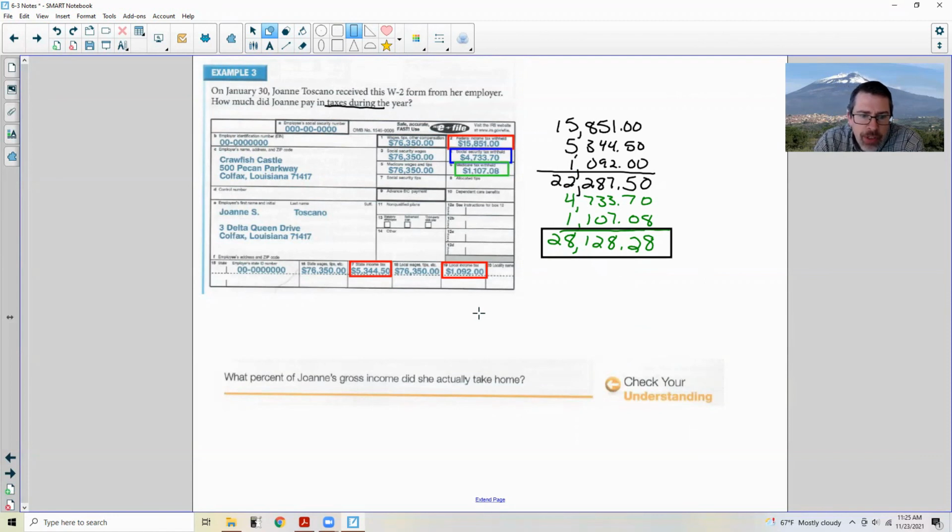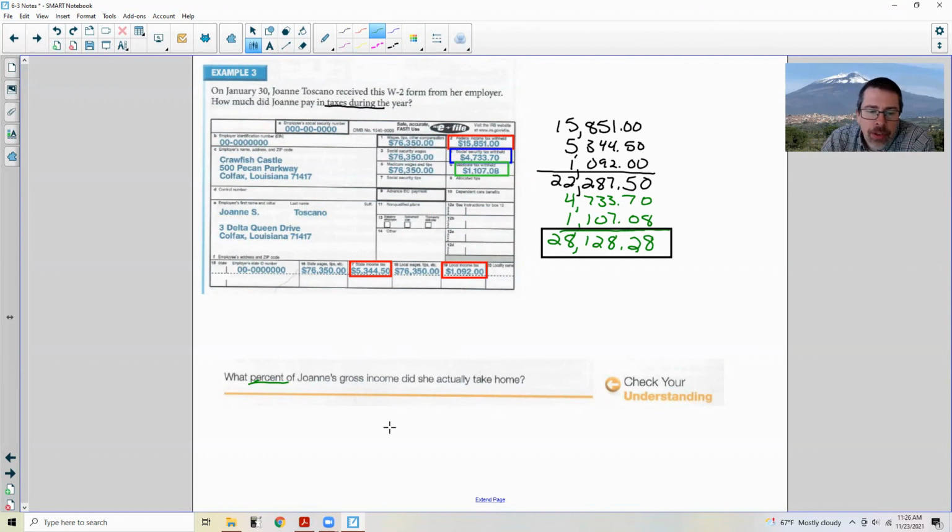So now check your understanding. Says, what percent of Joanne's gross income did she actually take home? So take home pay, what percent is out of 100? So what part did she get of her total is what they're asking. Okay. So her wages, tips, and other is $76,350. There's nothing in 12 and there's nothing in 14. 12 is non-taxable pre-tax withdrawal, and cafeteria usually ends up in 14, and that's non-taxable, but there's nothing there. So her 1 and 3 are equal. Your Social Security wages would include those deductions where the wages, tips, and others would not.